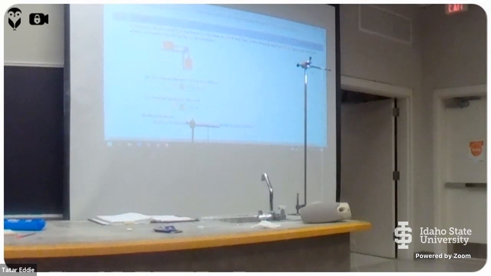So I need to analyze the second block. For the second block, there are two forces. The acceleration is going to be in the positive direction, downward. So the two forces are the weight W2 in the positive direction, and the tension force, which is the same tension force as the one acting on the first block. This is the net force.